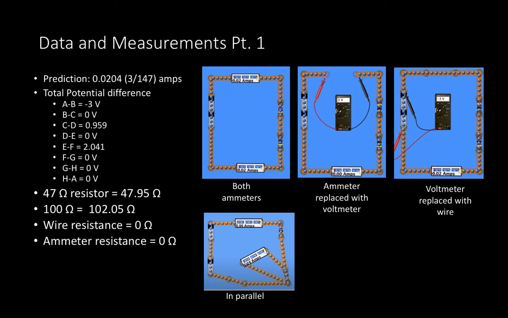They're zeroed. On the far left in the pictures, I have both ammeters, and in the middle, it's the ammeter replaced with the voltmeter, and on the far right, it's the voltmeter replaced with the wire, and on the bottom, you have it in parallel right there. So with the 47 ohm resistor, that equals 47.95 ohms. The 100 ohm is 102.05 ohms. And then wire resistance and ammeter resistance are both 0 ohms.